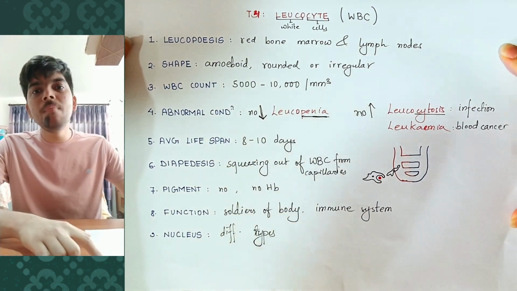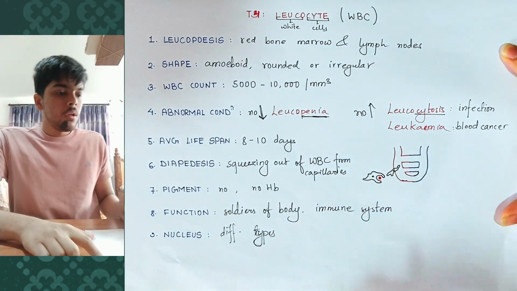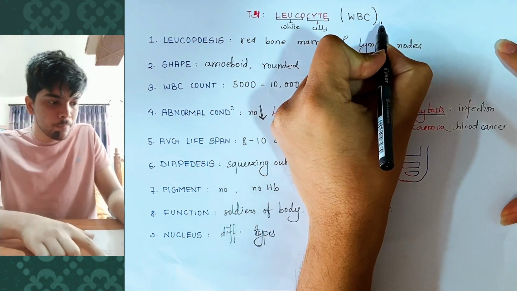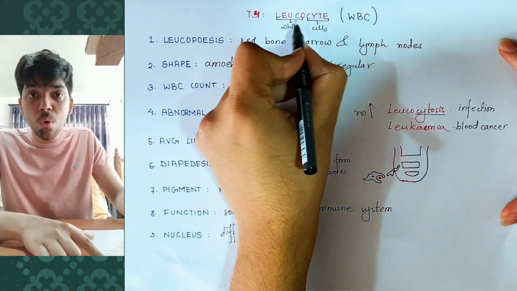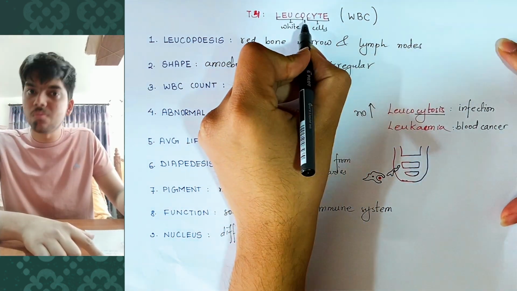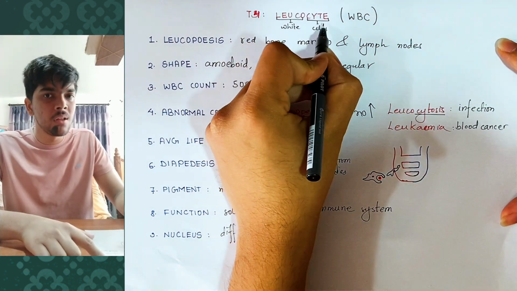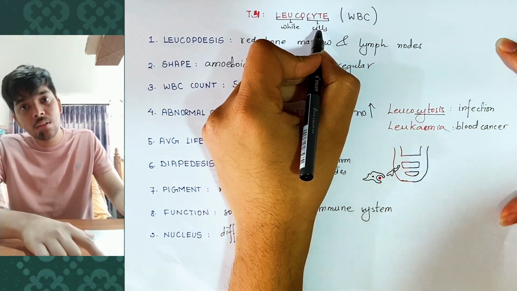So the second formed element is white blood cell, which is also called leukocyte, where leuko means white and cyte means cell. So the cells that are white blood cells or leukocyte.